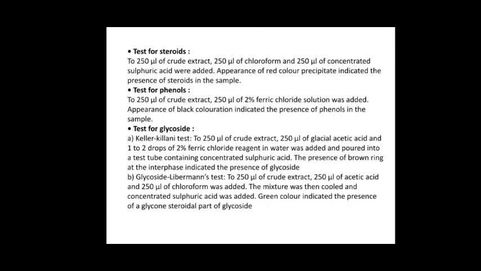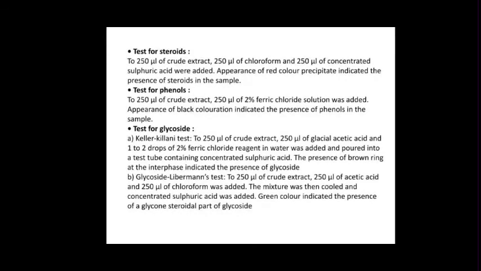A test for glycosides. It consists of two tests: Keller-Killiani test and Liebermann's test. 250 ml of crude extract and 250 ml of glacial acetic acid and 1 to 2 drops of 2% ferric chloride reagent in water were added and poured in a test tube containing concentrated sulfuric acid. The presence of a brown ring at the interface indicated the presence of glycoside.